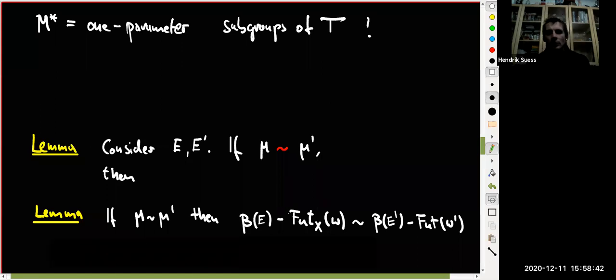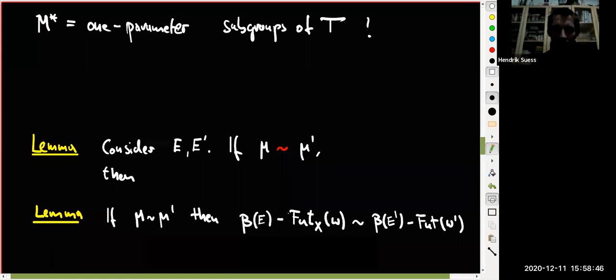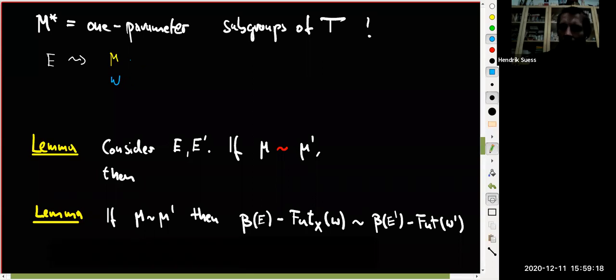So just a reminder. We started with a torus invariant divisor and we associated two objects to it. One was a valuation on the field of invariant functions, and the second thing was a co-character.